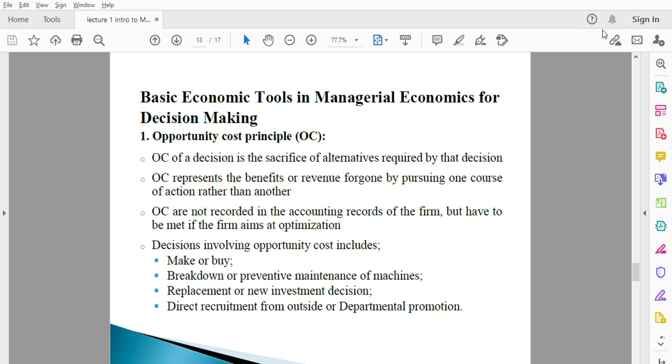The last one is direct recruitment from outside or departmental promotion. If you recruit from outside, you have to pay them new salaries. If you promote someone, you have to pay him an increased salary. So all these are decisions that involve opportunity cost. We'll pause here and continue in the next slide.